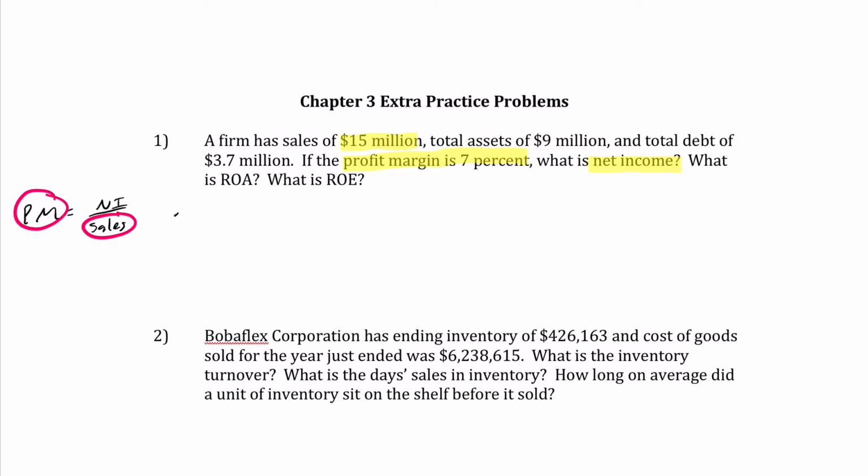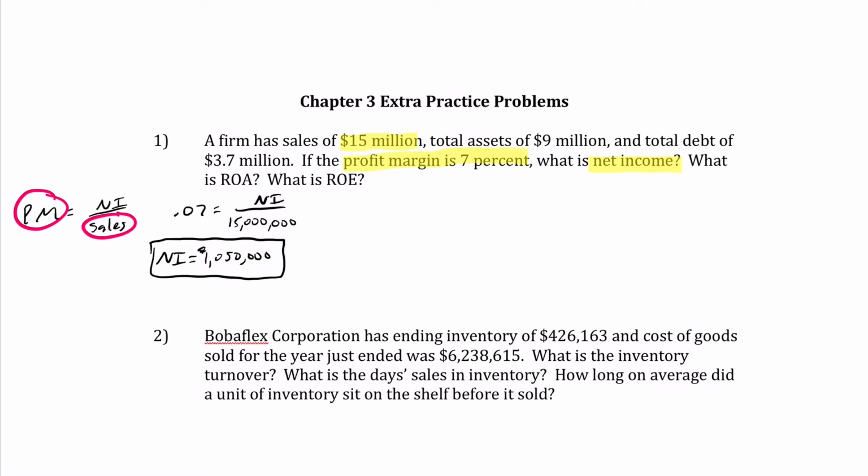So profit margin is 7%. We input that as a decimal. We are solving for the unknown net income. I plug in sales of 15 million. And then when I multiply both sides by 15 million, I end up getting a net income value that is equal to 1,050,000.